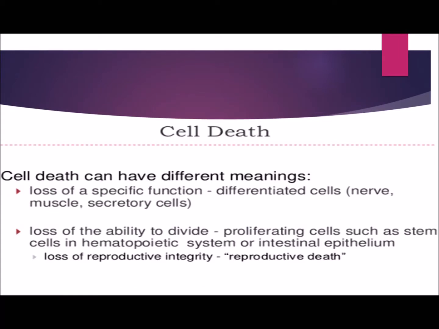Cell death. Cell death can have different meanings. First is loss of a specific function, in differentiated cells like nerve, muscle, and secretory cells. Second is loss of the ability to divide, in proliferating cells such as stem cells in the hematopoietic system or intestinal epithelium. Third is loss of reproductive integrity, or reproductive death.